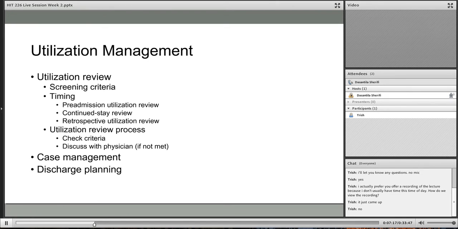Okay, so the second component is when the review is done. Is it done before the patient is admitted, pre-admission? Is it done while the patient is admitted, continued stay? Or is it done after the patient is discharged, which is retrospective utilization review?